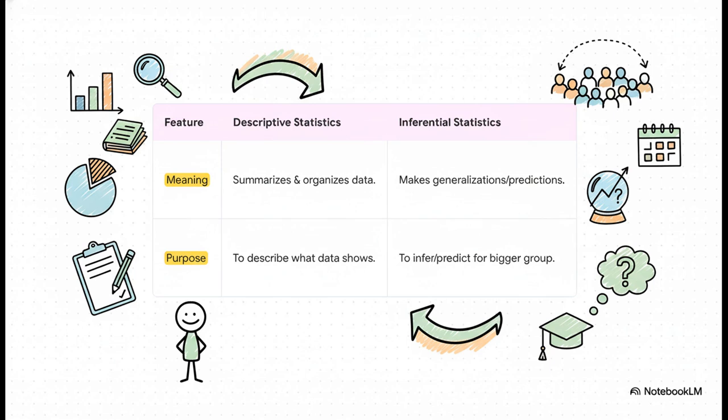And that flows right into their purpose. Descriptive stats, their goal is to tell you what the data is. Inferential stats, their goal is to tell you what that data means for a much bigger group. It's just like our two questions from the beginning, describing this class versus predicting what next year's class might do.